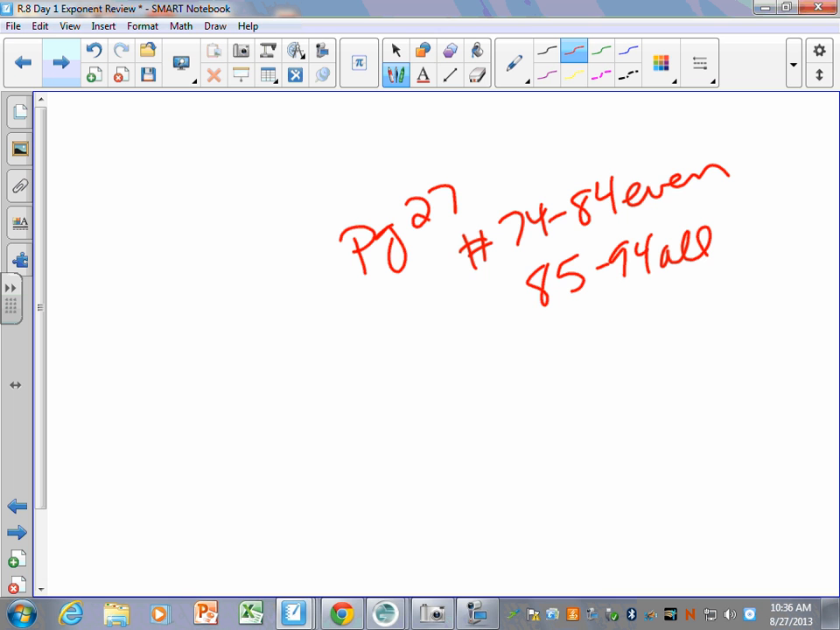Like 40 something, 42. So 74 through 84, those are just numbers. Like 74 says negative 4 squared. So I'm trusting the learners about it. But then 85 through 94, those are like the ones we just did where you have to simplify the x's and y's and the negative exponents.